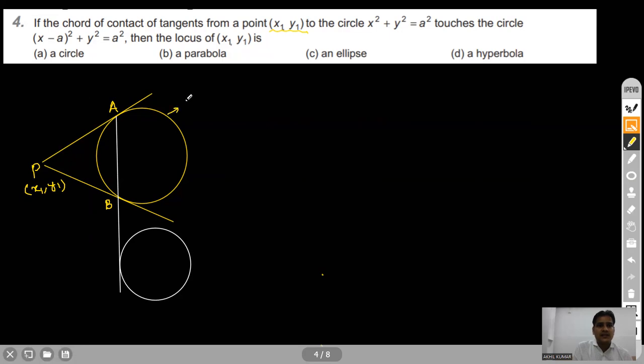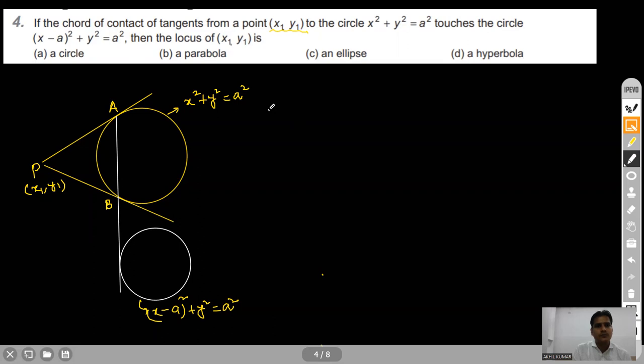And what is this circle? This circle is x square plus y square is equal to a square. So AB, when produced, touches this circle, which is (x minus a) whole square plus y square is equal to a square, right? So this is what is given. What do we need to find? We need to find the locus of P. So how can we calculate it? We need to find the locus of P.